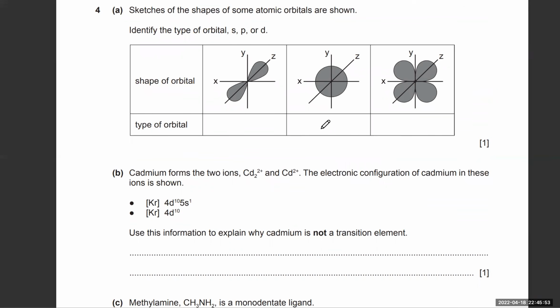Yes, sir. So let's move to question number 4 now. The shapes of the orbital. Identify the type. That's easy. This is P. You've got an S, and this one is a D. You have 4 lobes. That's D.